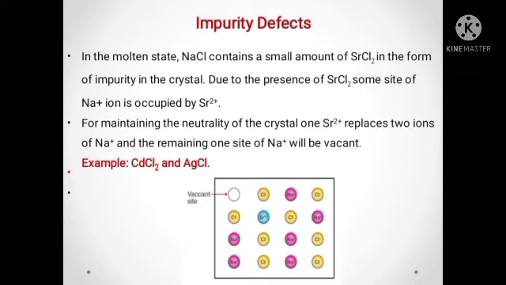Now move on to the last defect, which is impurity defect. We can see here that in the molten state, sodium chloride contains a small amount of strontium chloride in the form of impurity in the crystal. Due to the presence of SrCl2, some sites of Na+ ion are occupied by Sr2+ ion. For maintaining the neutrality of the crystal, one Sr2+ replaces two ions of sodium, and the remaining one site of sodium will be vacant.